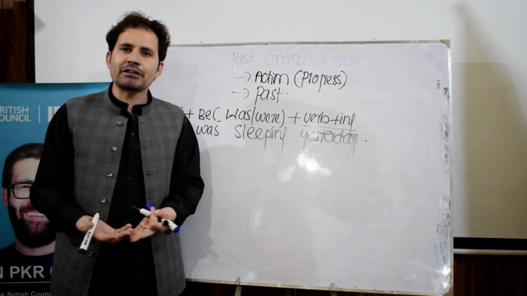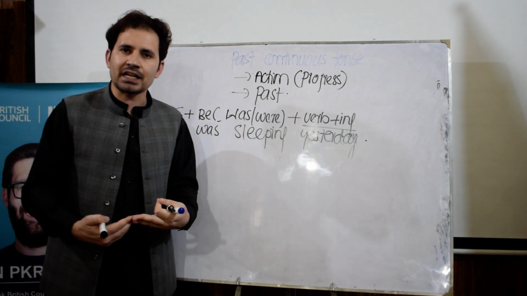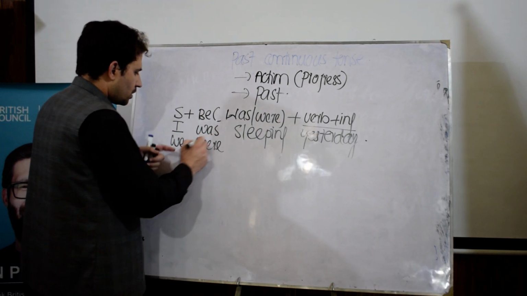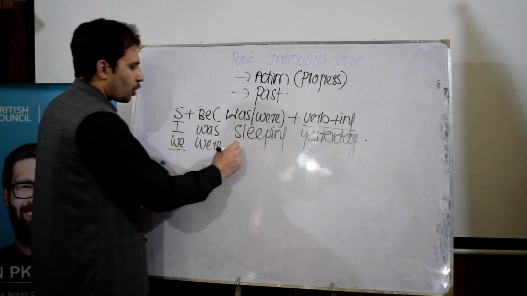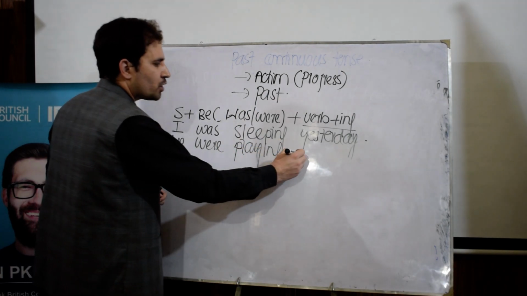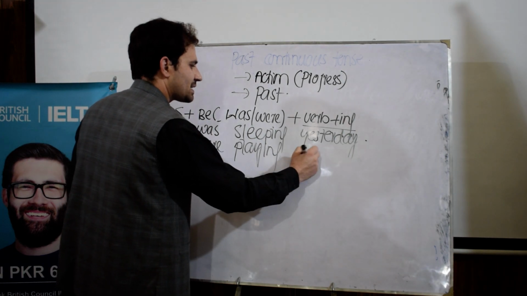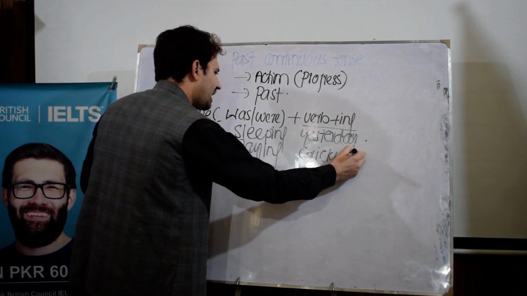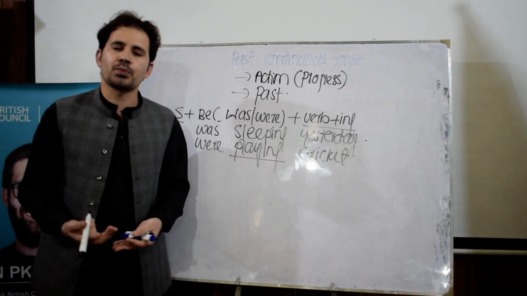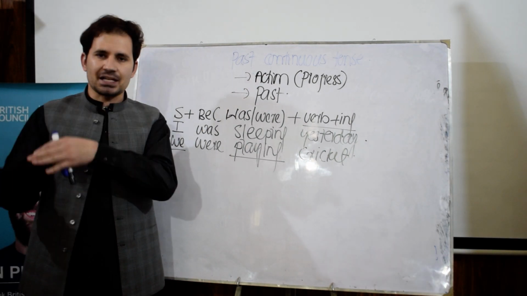We were playing cricket. Why am I putting here were? We were. Why? Because the subject is plural. We were playing. Play, ing. We were playing. What were we playing? We were playing cricket yesterday. So this action was again in progress when it was in progress in the past.